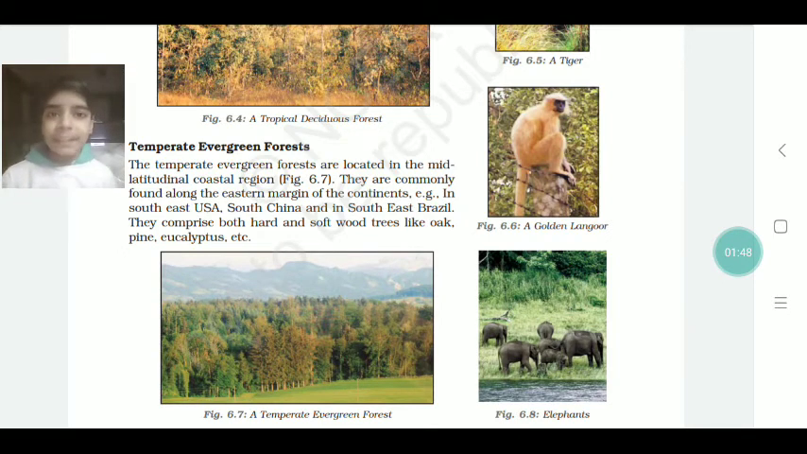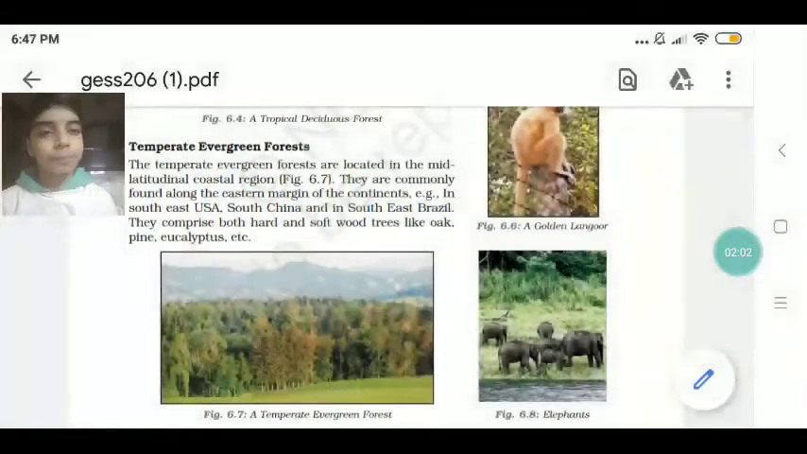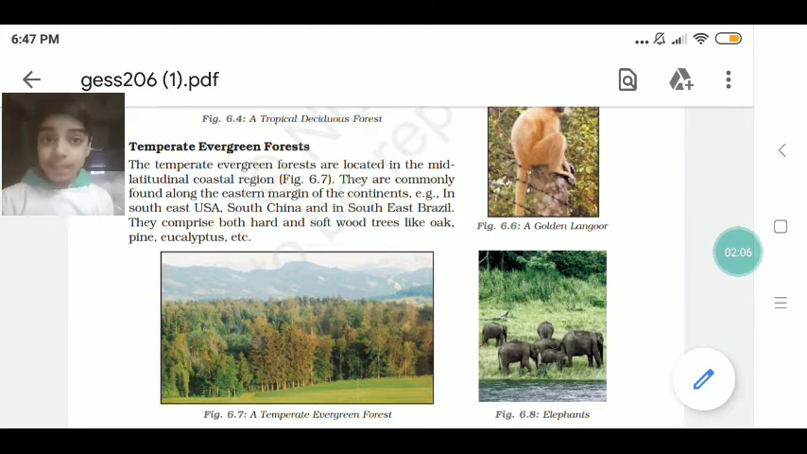Okay, here some points are there. Let me tell you the important points in this full paragraph of temperate evergreen forest. Now let's move forward. But wait, I promised you to tell you the main points of temperate evergreen forest.